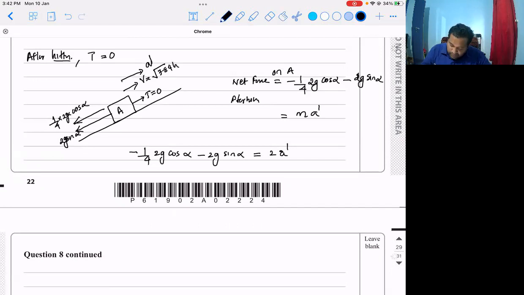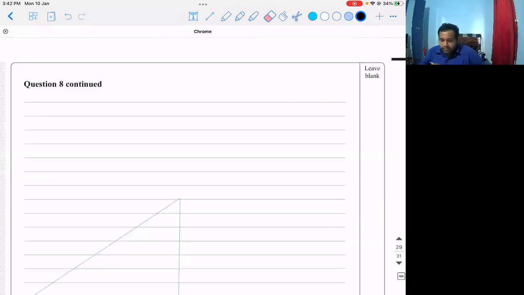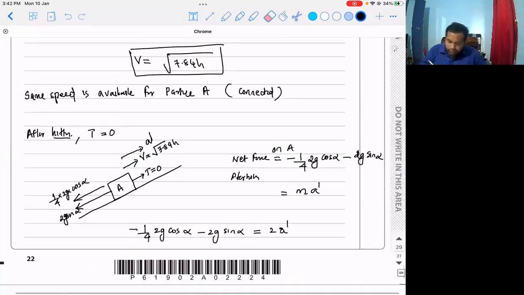So please find that acceleration. Minus 1/4 multiplied by 2 multiplied by, so minus 1/4 multiplied by, minus 1/4. Oops, just a second. Minus 1/4 multiplied by 2.